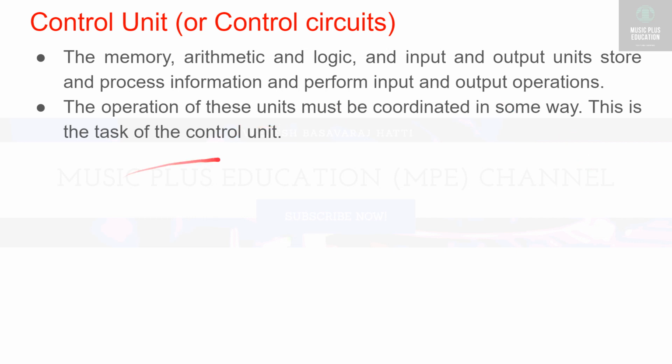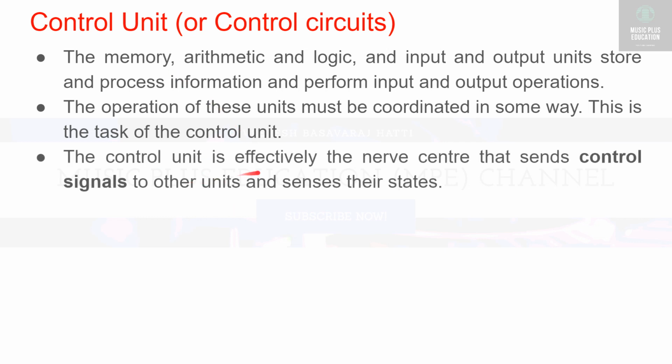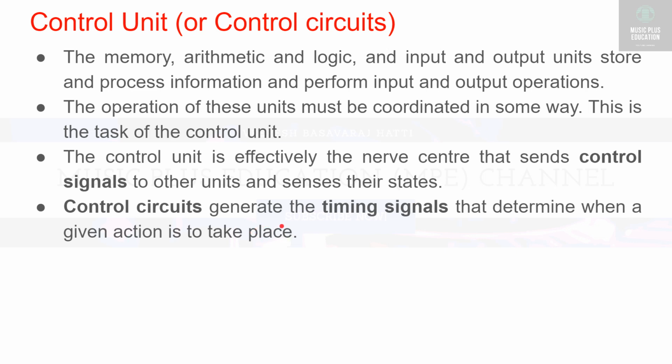It's just like your parents, as I said. It generates timing signals, right? The control unit is effectively the nerve center that sends control signals to other units and senses their states. It keeps checking their states, whether it is busy or not. So control circuits or control units generate these timing signals that determine when a given action is to take place. That's what, as I said, your parents are, control units. They'll ask you to go to the market, get vegetables. They'll give only 10 minutes time. Within that time, you'll have to go and get the vegetables.